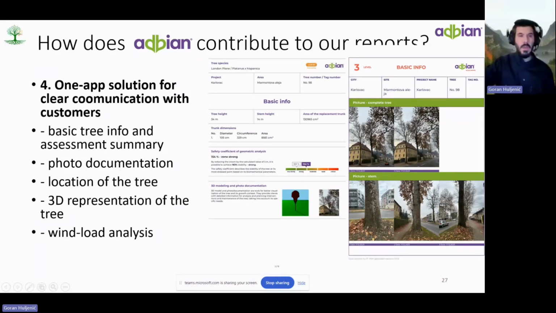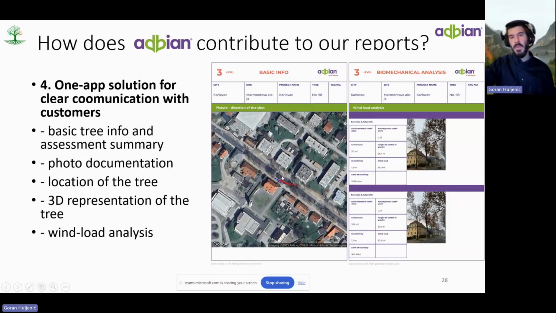Also, you get the photo documentation, which is really nicely described and shown. You get the location of the tree and also the axis from which you took your calibrated photos. So everything is very clear to your customer, how you approached the tree and how you calculated it. We get the wind load analysis, which is a very nice, thorough wind load analysis. So much better than some online solutions that are out there.